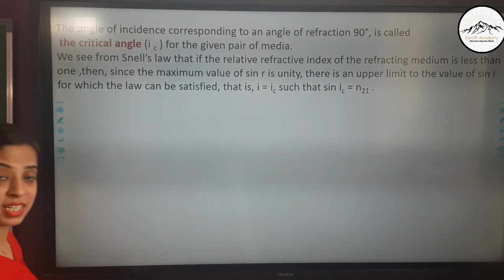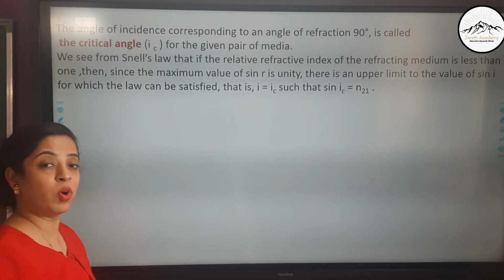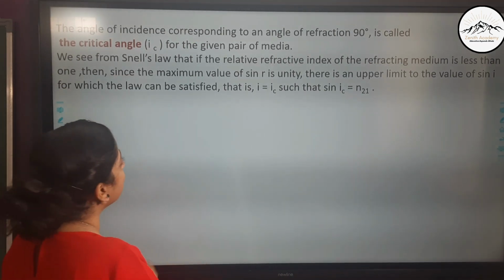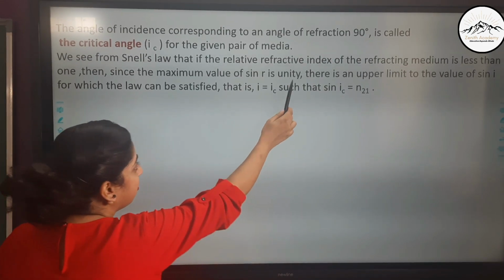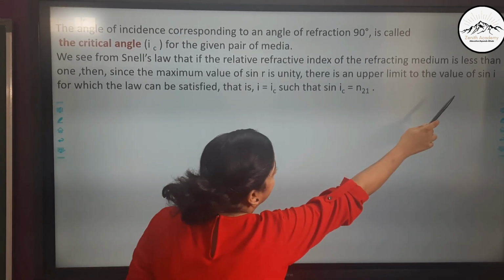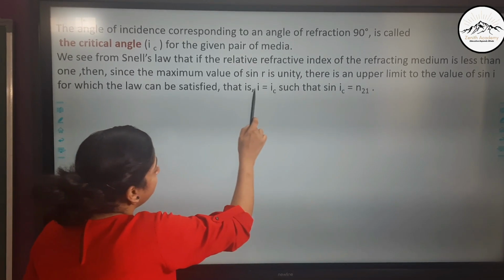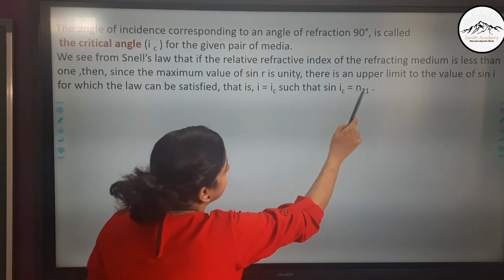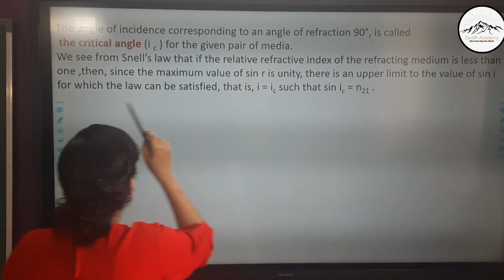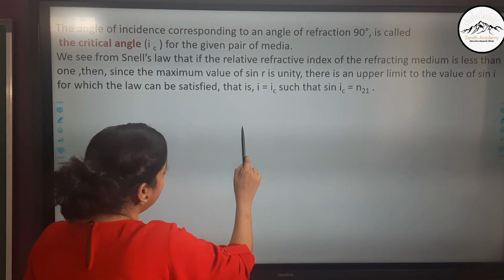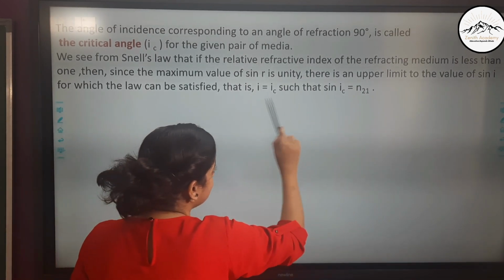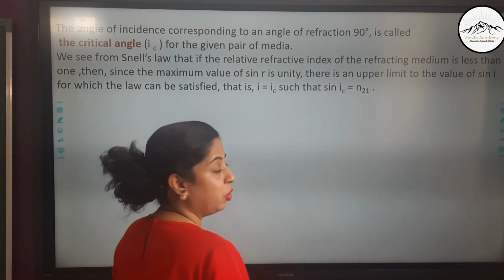Now we see from Snell's law, all of you remember what is Snell's law? So from Snell's law we see that if the relative refractive index of the refracting medium is less than 1, then since the maximum value of sin r is unity, there is an upper limit to the value of sin i for which the law can be satisfied, that is i equal to ic, such that sin ic is n21.